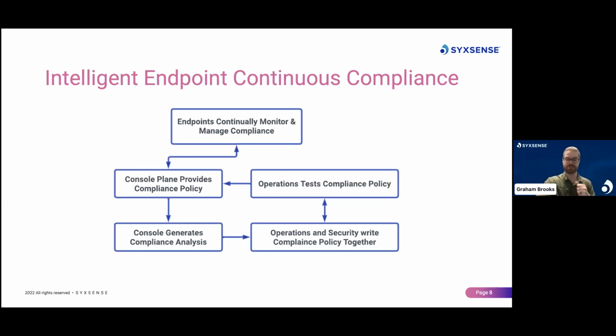Once that solution is determined, operations then will test the changes to the compliance policy, which point the policy down to the control plane and then down to the endpoint for real-time management. And if necessary, that process still can be bidirectional, where they go from writing policy to testing, back to writing policy, and then eventually send it down to the control plane and the endpoint.